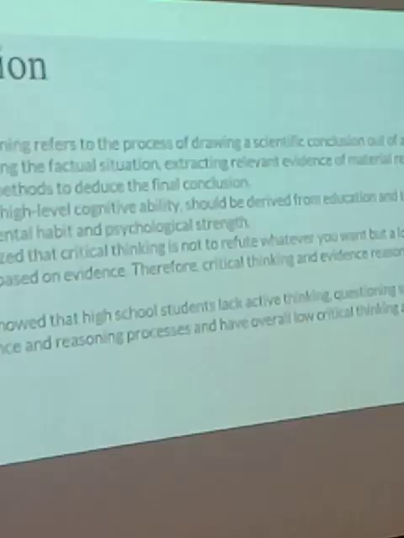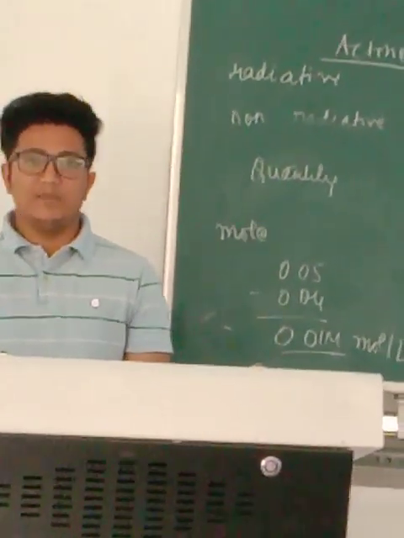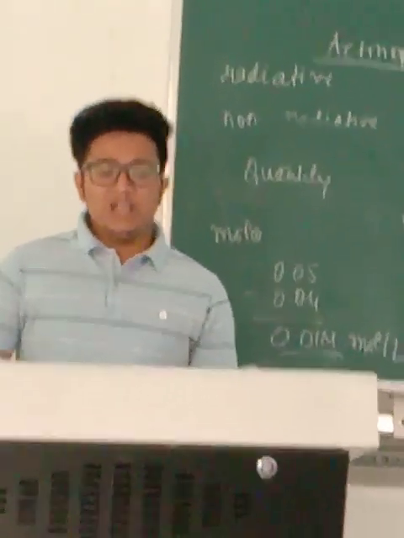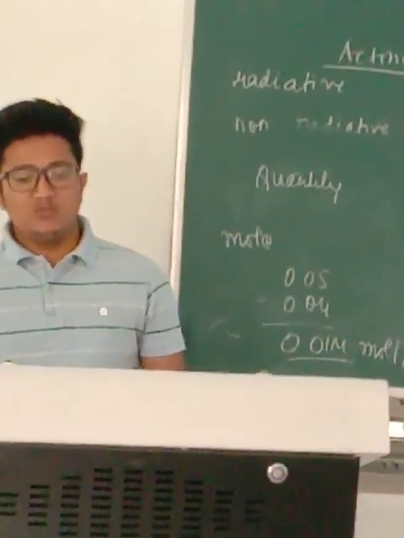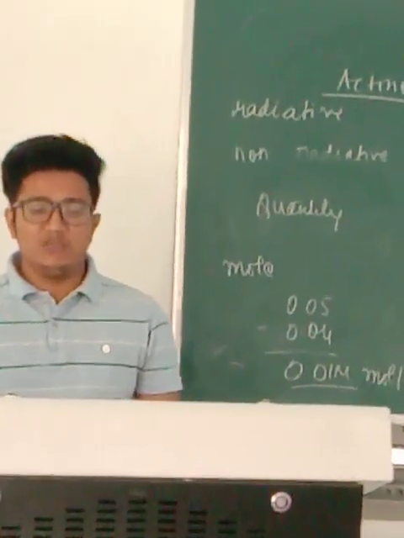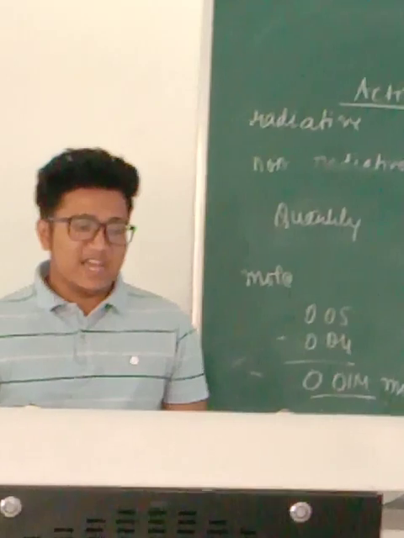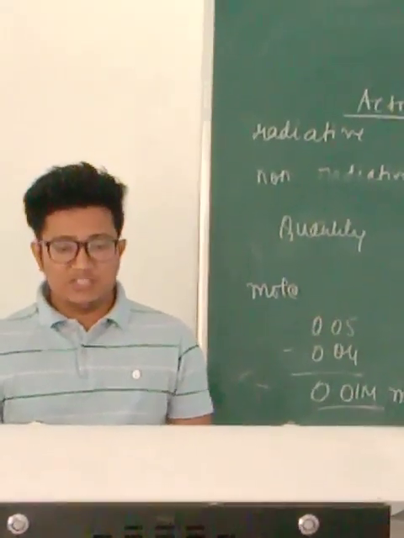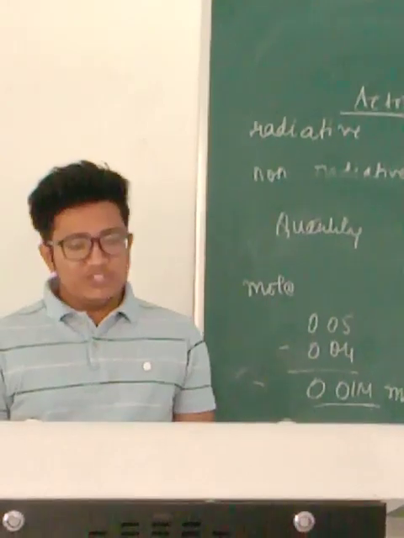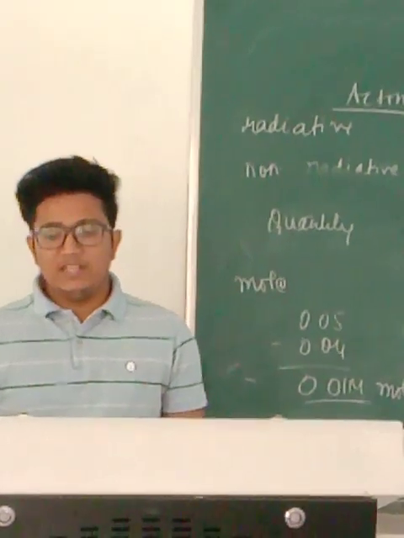A survey by Bank showed that high school students lack active thinking, questioning spirit and awareness of evidence and reasoning process, and have overall low critical thinking ability. Electrochemical corrosion of iron is a case closely related to our daily life. According to different conditions, the electrochemical corrosion of iron can be divided into hydrogen evolution corrosion and oxygen absorption corrosion. The Chinese high school chemistry textbook describes that hydrogen is continuously released during corrosion under acidic conditions, so this process is called hydrogen evolution corrosion.